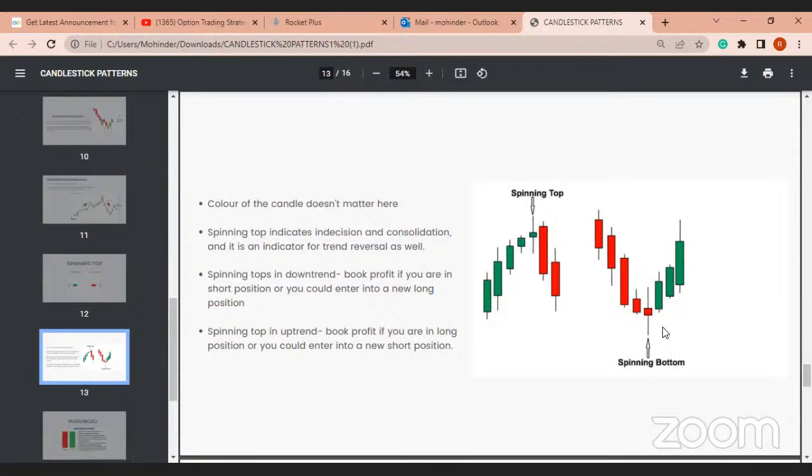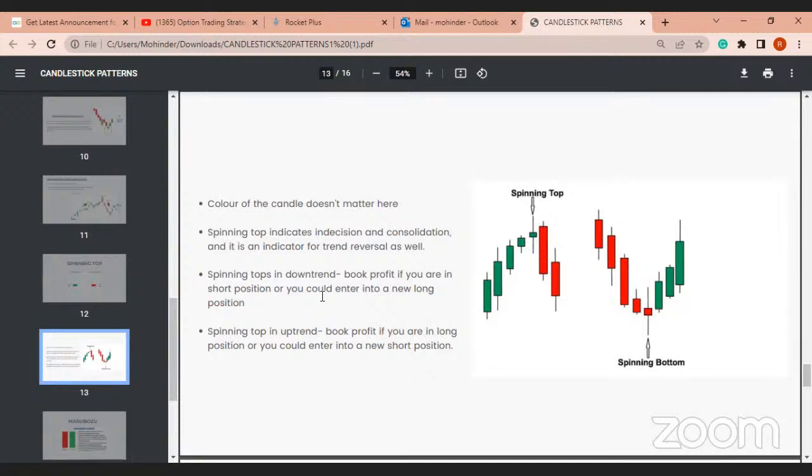So there is a spinning top and a spinning bottom. We learned first about the spinning top. The first point is that the spinning top indicates indecision and consolidation in the market, as we already explained. Spinning top in an uptrend: book profit if you are in a short position, or you could enter a new long position. Imagine the market is moving up, it reached a certain level, and then a spinning top is formed. Spinning top means indecision in the market. If there is no stability and there is indecision, then you need to worry about whether you should go on, because the market was going in an uptrend and it formed a spinning top, which shows there is indecision in the market.